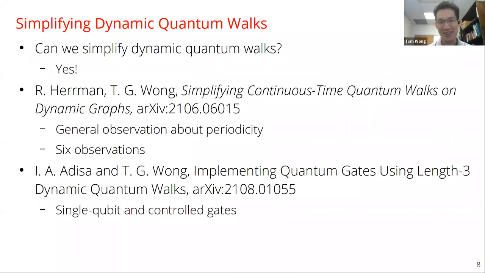And yes, that's why I am able to give a talk: we have some results on this. So the first paper with Rebecca was posted on the arXiv just this past June. We give a general observation about the periodicity of the graph, which can be used to simplify things. And we give specifically six observations that we can use to simplify dynamic quantum walks. And then in this other paper that came out earlier this month with my former master's student, we talked about how to implement single qubit gates and controlled gates very easily. So I'll be going through the results from these two papers. So let's go ahead and start with the paper with Rebecca with that general observation about the periodicity of graphs.